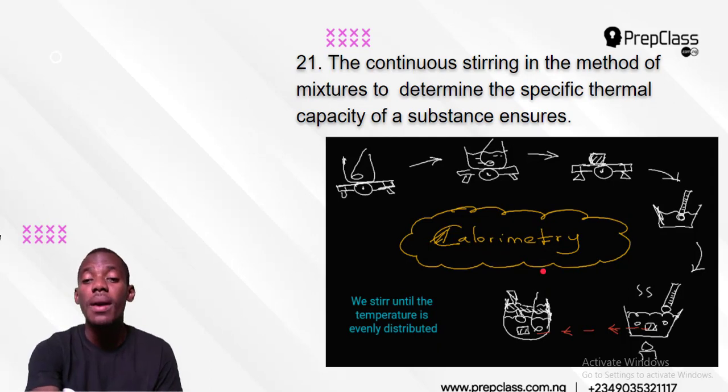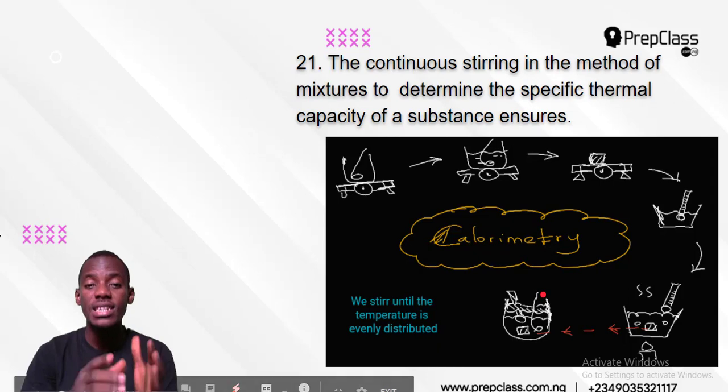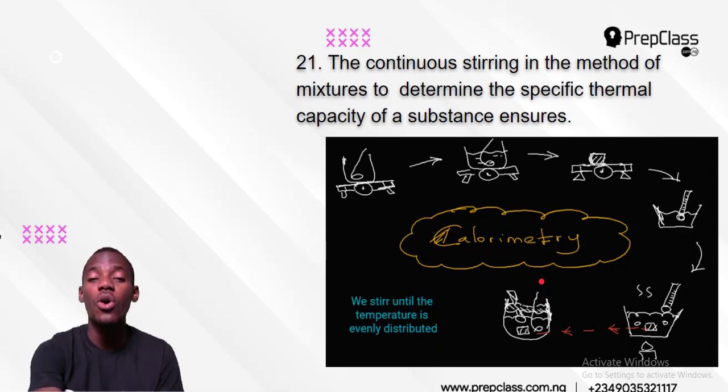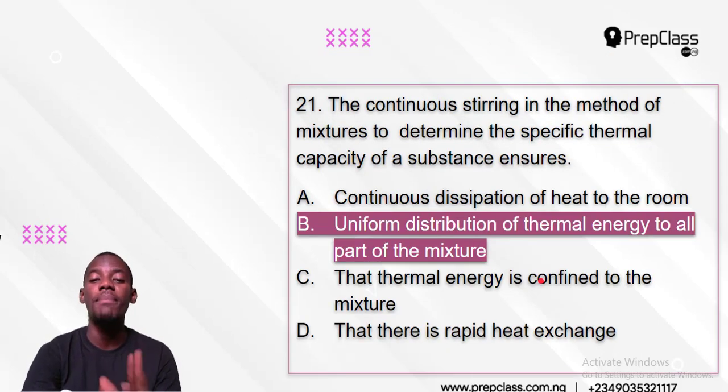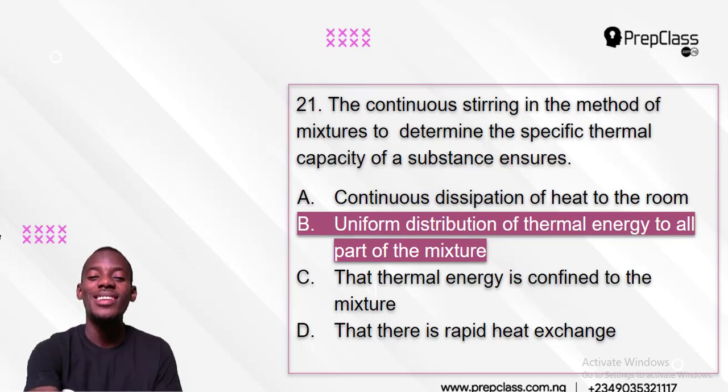So the function of the stirrer is simply to distribute the heat within the liquid easily. That's to make the heat circulate in the liquid, and that's the purpose of the stirrer. So that brings us to the answer B, uniform distribution of thermal energy to all parts of the mixture. That is why we have that stirrer. That spoon is there to stir and to uniformly distribute the heat, and that is the simple answer to the simple question. Let's check out number 22.